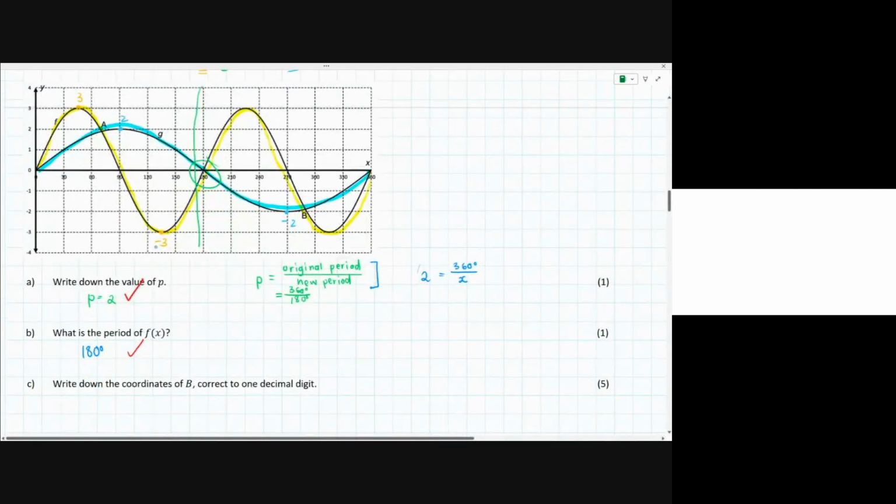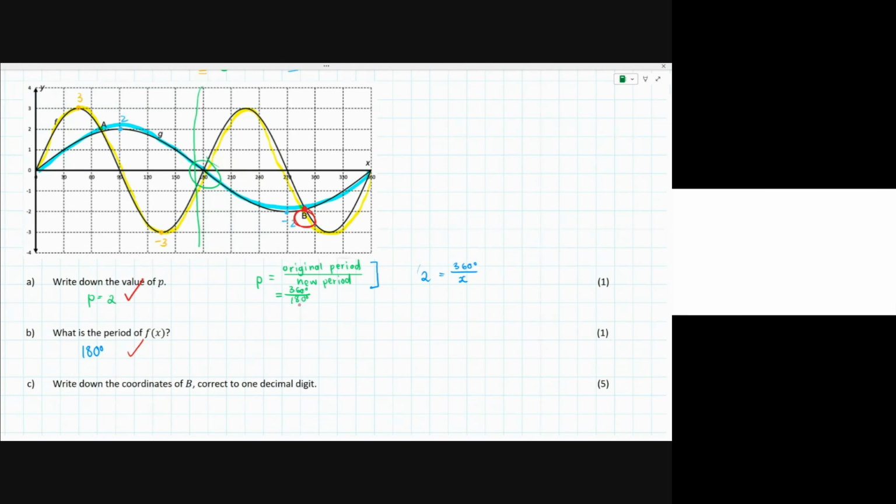The next question now asks, write down the coordinates of B correct to 1 decimal digit. So B is, just highlight that for us, this coordinate over here. Can anyone tell me what's special about that coordinate on the graphs? Nice. Okay, Maflatsi, Lorato, very good. It's a point of intersection. Okay, so it's an intersection point between your two graphs.